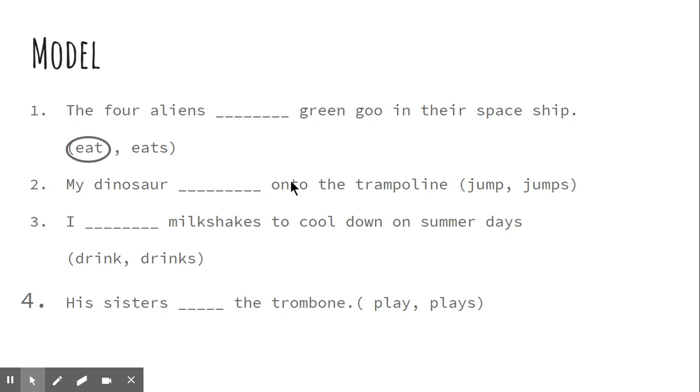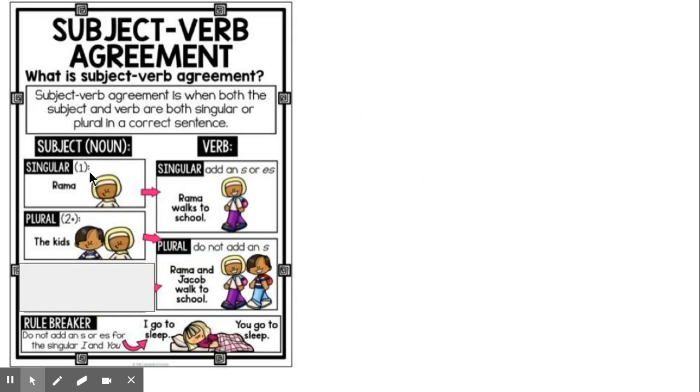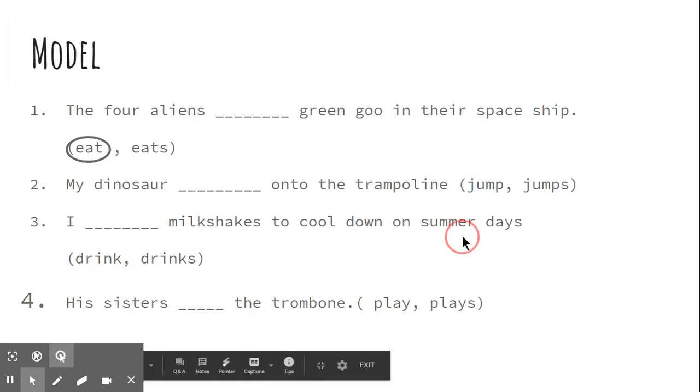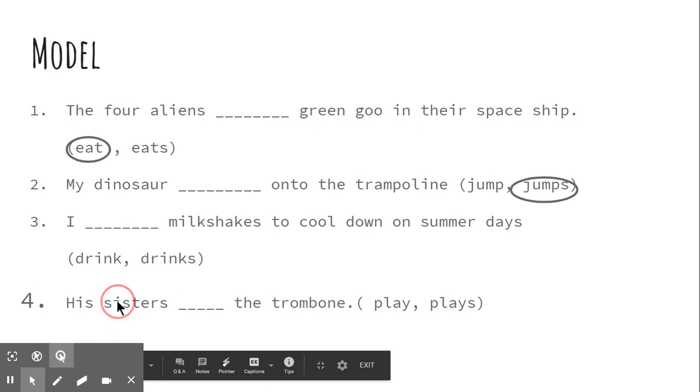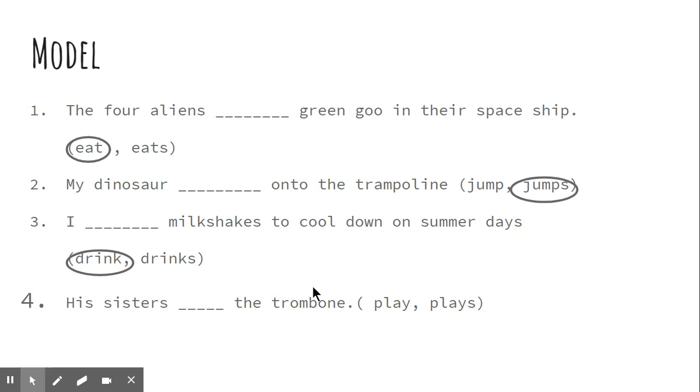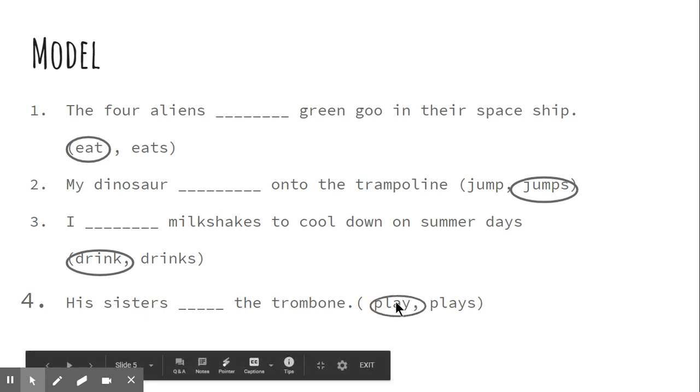My dinosaur blank onto the trampoline. So, looking back, the subject is singular, so I add an S to my verb. My dinosaur jumps onto the trampoline because dinosaur is one, is singular. I blank milkshakes to cool down on summer days. I drink milkshakes to cool down on summer days. I drinks milkshakes to cool down on summer days. Remember, I is the exception where we don't add S. I drink milkshakes to cool down. His sisters blank the trombone. Sisters is plural, so I don't add an S to my verb. So, his sisters play the trombone.